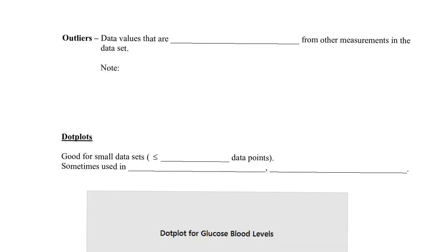All right, moving along here, we've got a definition. We're going to start off with a definition that's not that great, but when we learn more about statistics, we're going to improve it a little bit. This is for the word outlier. Outliers are just data values that are very different from other measurements in the data set. This is not a great definition, because what do you mean by very different? So we're going to come up with a better definition later when we have some more tools.